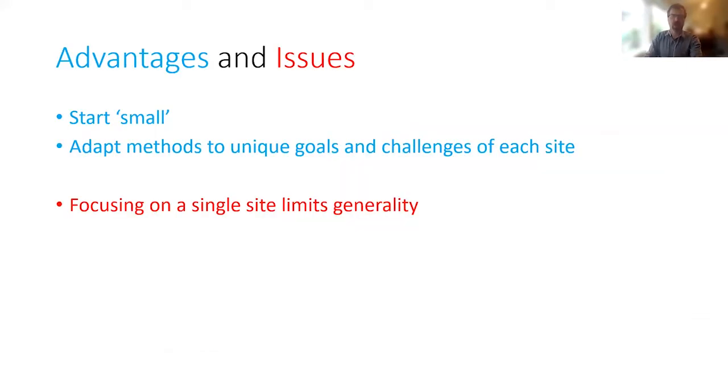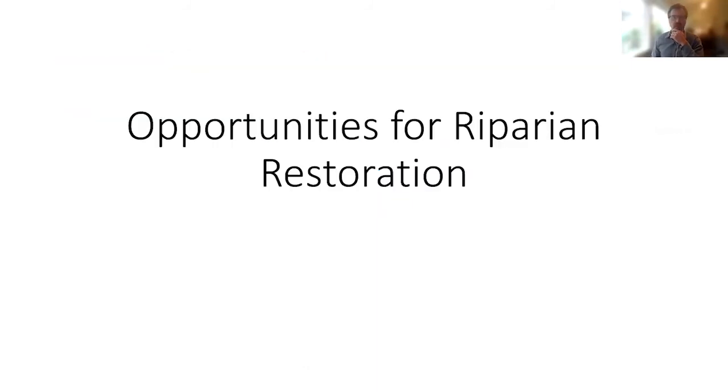So, some advantages and issues related to these. We start small and we can adapt to the unique goals and challenges of individual sites. If you only did this on one site, then you would be able to customize it to one particular site, but you wouldn't be able to generalize very well. And so that's why this idea of putting together these coordinated distributed experiments together with this idea of staged-scale restoration is, I think, so appealing, or potentially appealing, for riparian restoration.